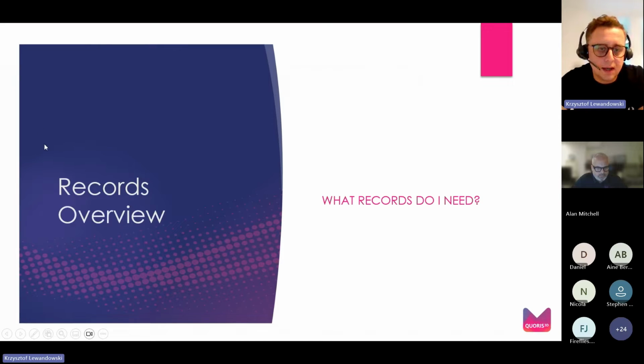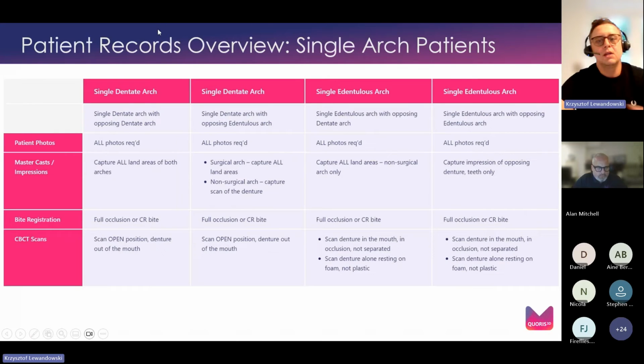What records do I need? We are now on the topic of record overview. So at the beginning, I would like to mention that all of the details and records are covered on our website. Our website has all information regarding the records needed for each scenario. If you could visit our website, quaris3d.com, and visit the page of CHROME GuidedSMILE patient records, then you could find all of the helpful information about the records needed for CHROME GuidedSMILE protocols.